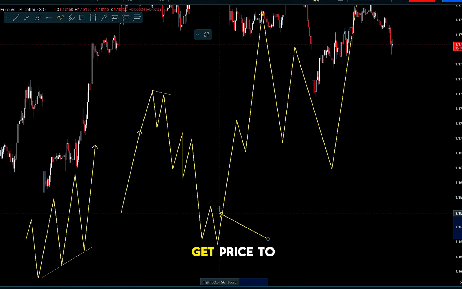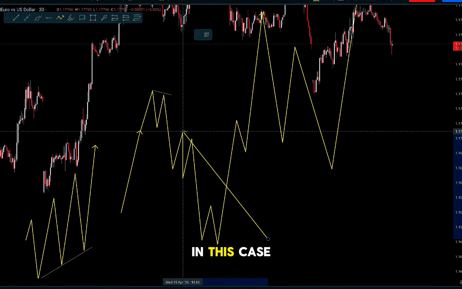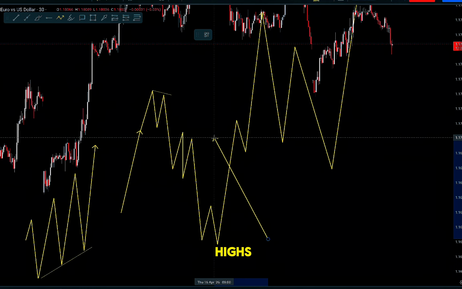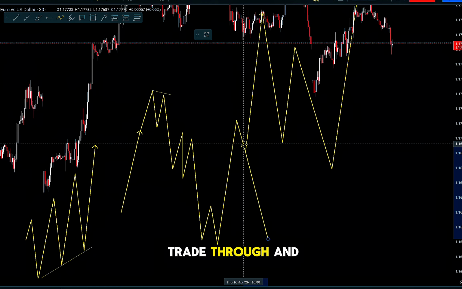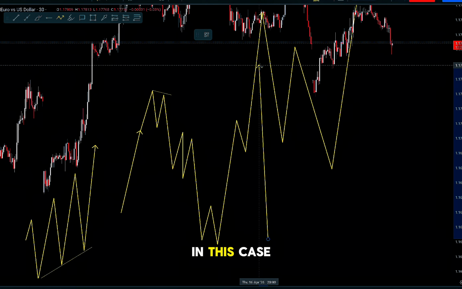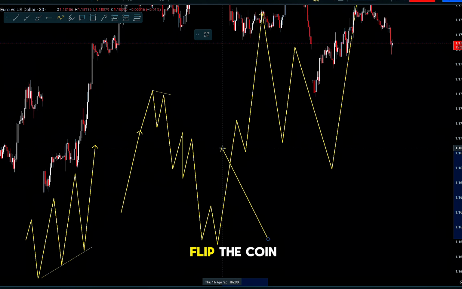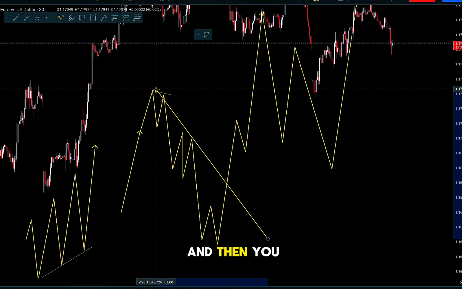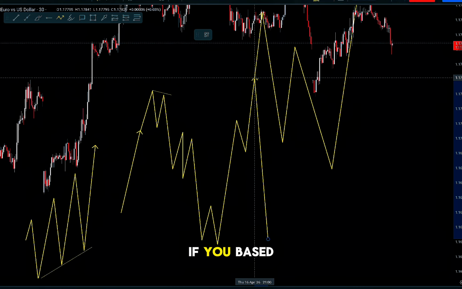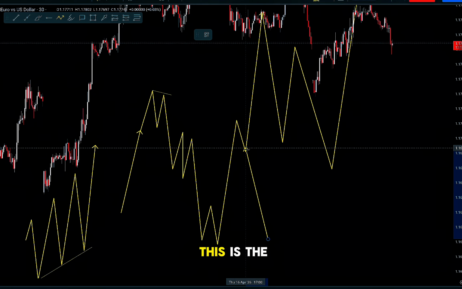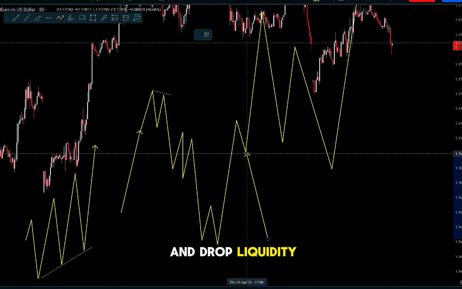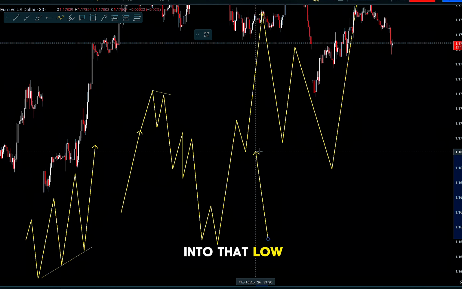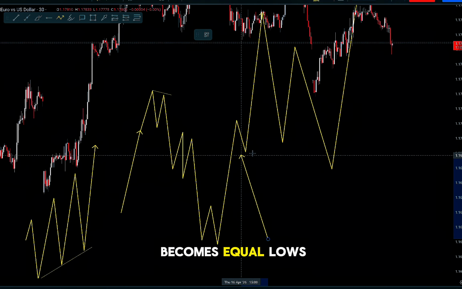Normally, you don't get price to go through. In this case, this was equal highs. Price came, took them out, but it didn't trade through, but it rather broke. In this case, you have to flip the coin, and then you come here. Based on structure, you see that this is the low that broke this. Sometimes they will come and drop liquidity into that low. Then it now becomes equal lows here.